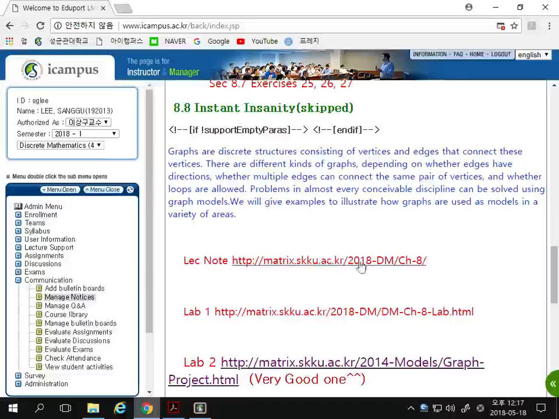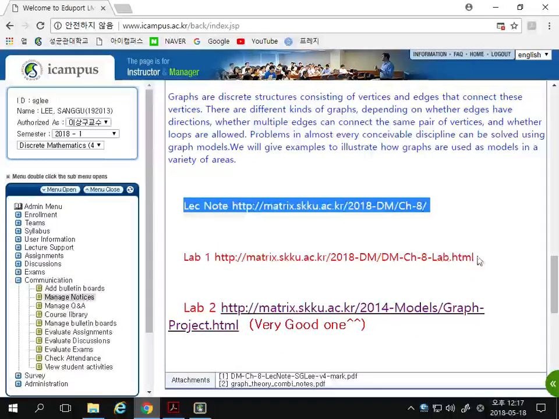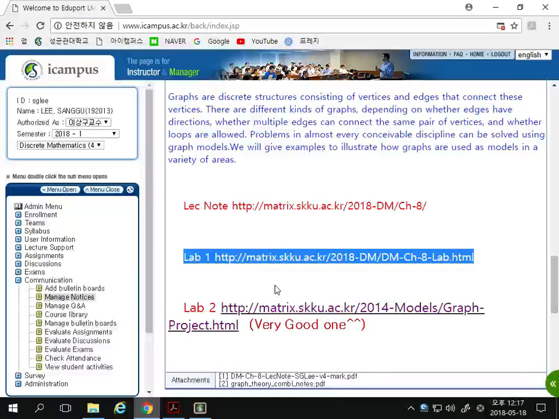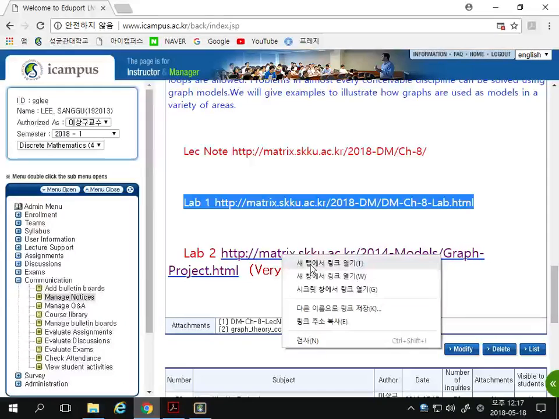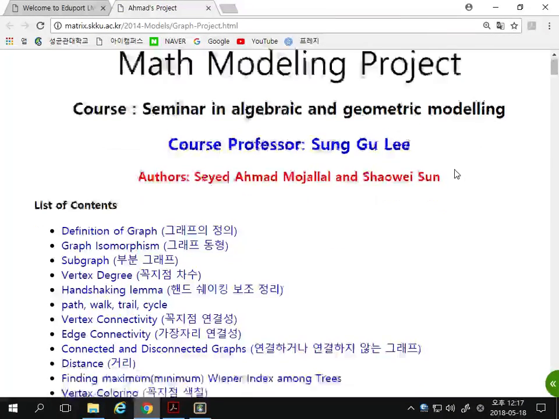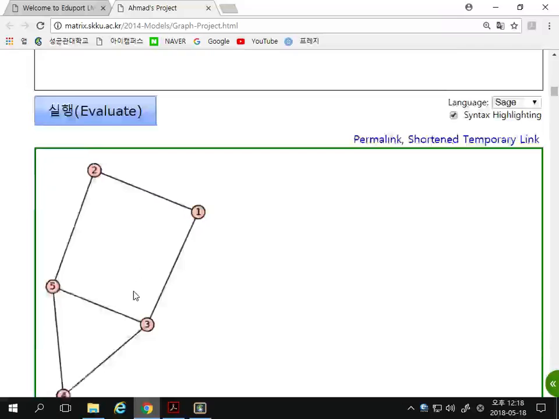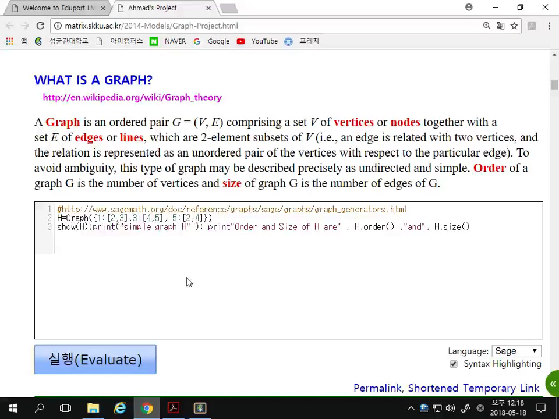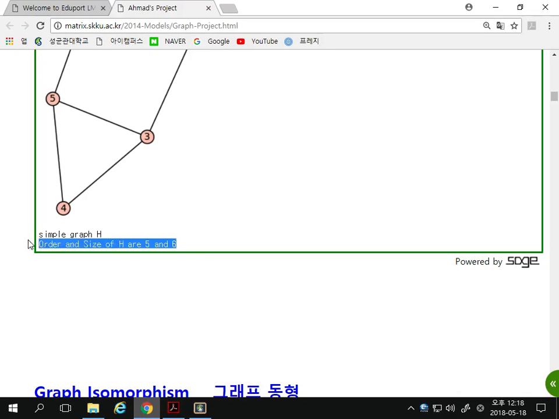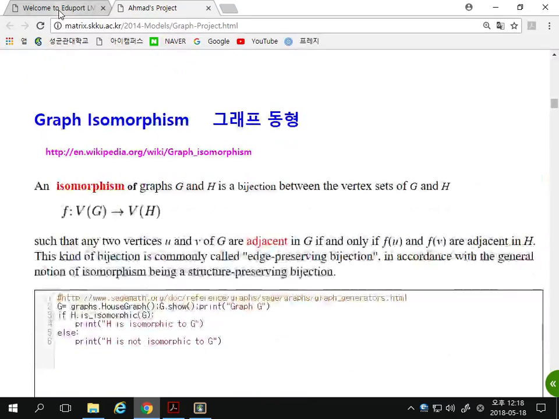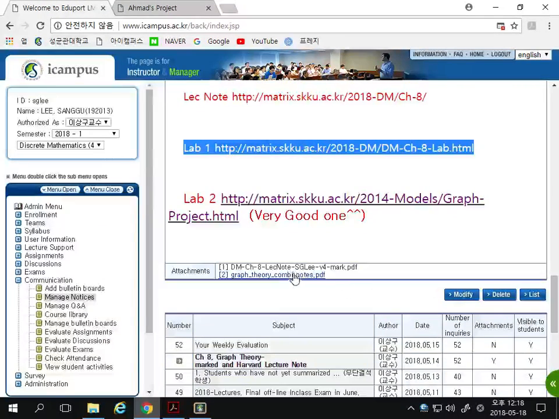Okay, and I have given you the lecture note, and I also made the laboratory for chapter 8, and also I gave you this graph theory homepage with Python-based code that checks your definitions and examples and the graph to count what we need. We will cover this.